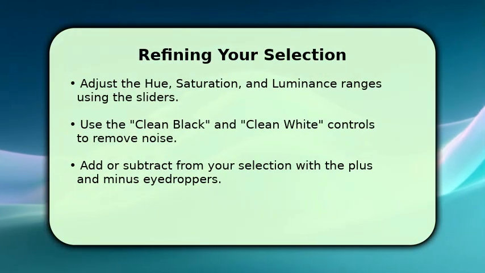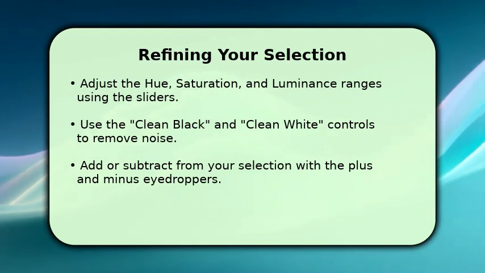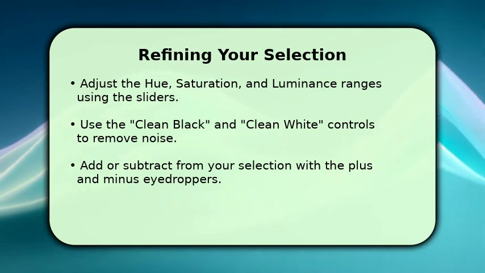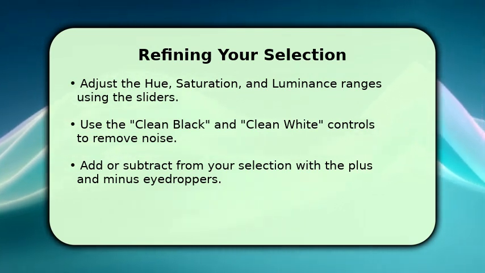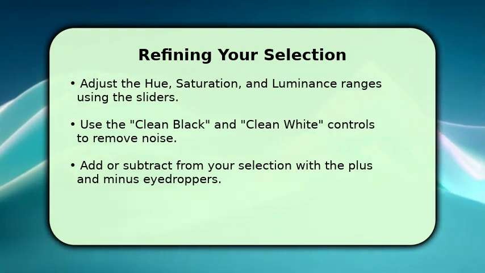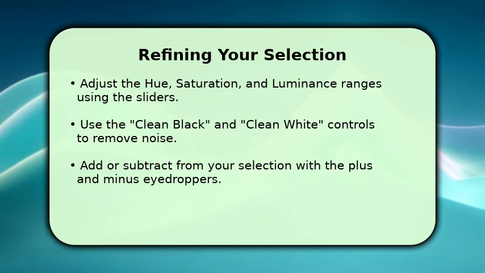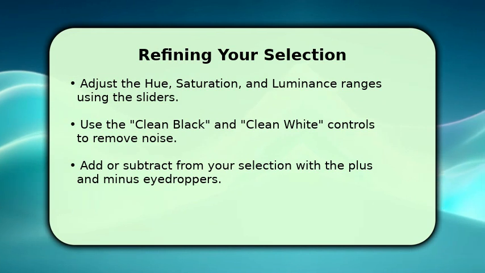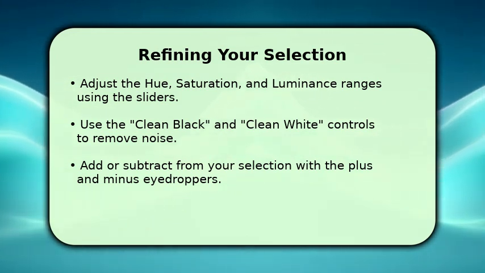Once you've made an initial selection, it's time to refine it. Utilize the hue, saturation, and luminance sliders to precisely define your target range. The clean black and clean white controls are invaluable for smoothing out the selection and removing any unwanted noise or stray pixels. Remember, you can always add more to your selection or subtract unwanted areas using the plus and minus eyedropper tools for ultimate control.